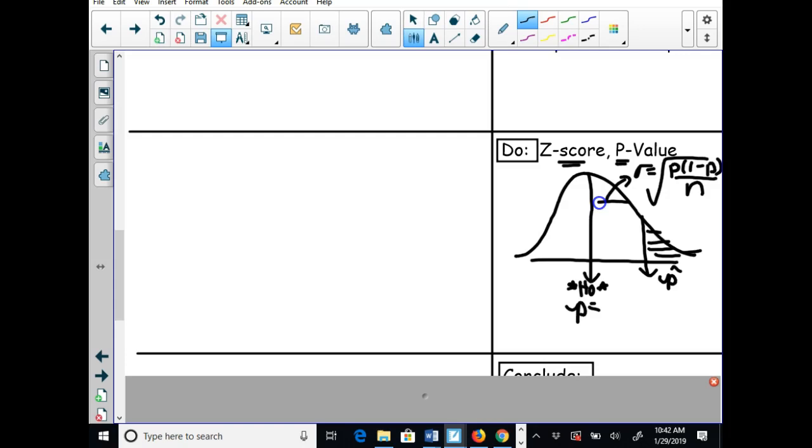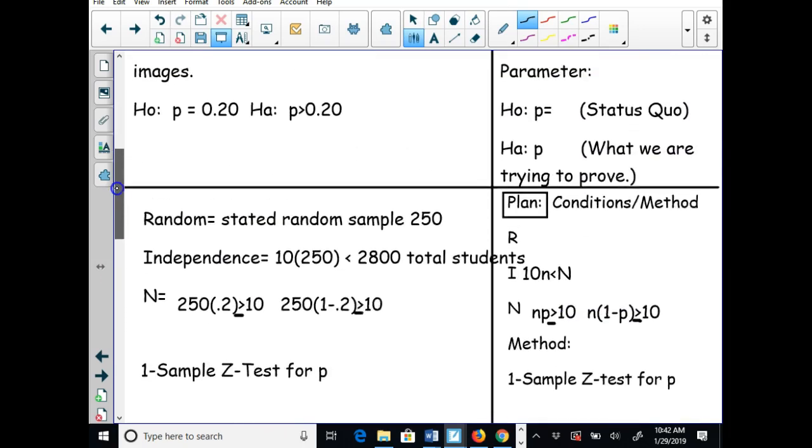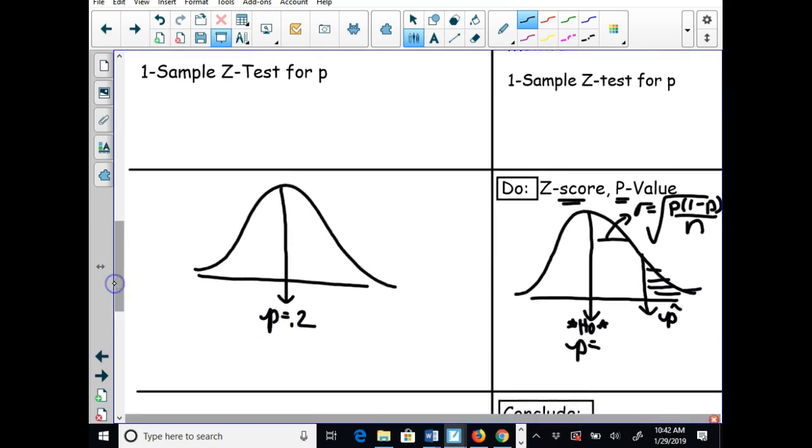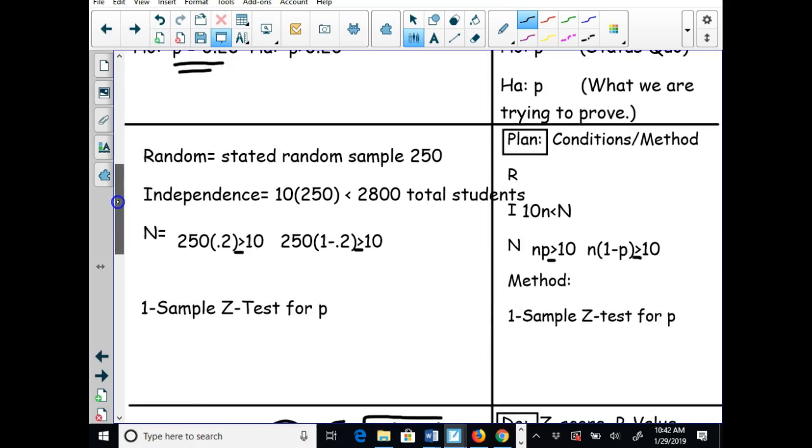So let's actually put this into practice right now by drawing our curve. We know that our p is equal to 0.2. How do I know that again? That's what my null hypothesis is right here. Next, I'm going to find my standard deviation. My standard deviation is the square root of 0.2 times 1 minus 0.2 divided by n. Well, what is my n? I already said that I have a random sample of 250.